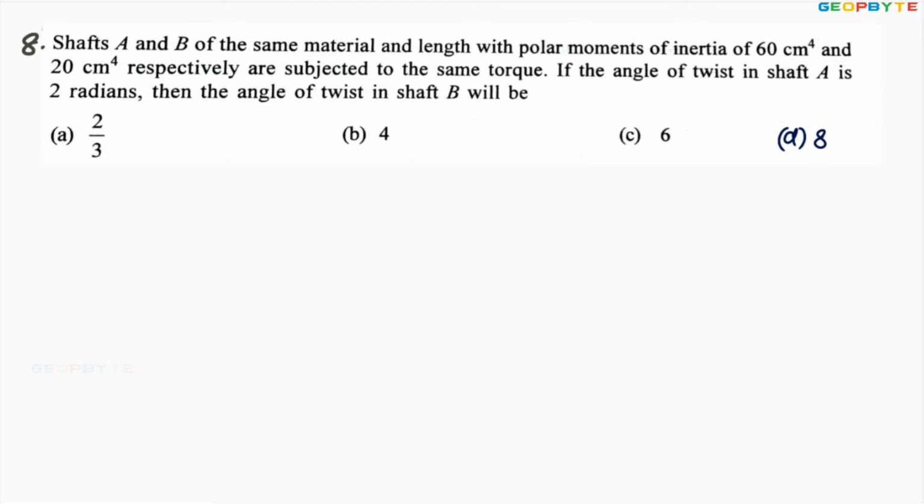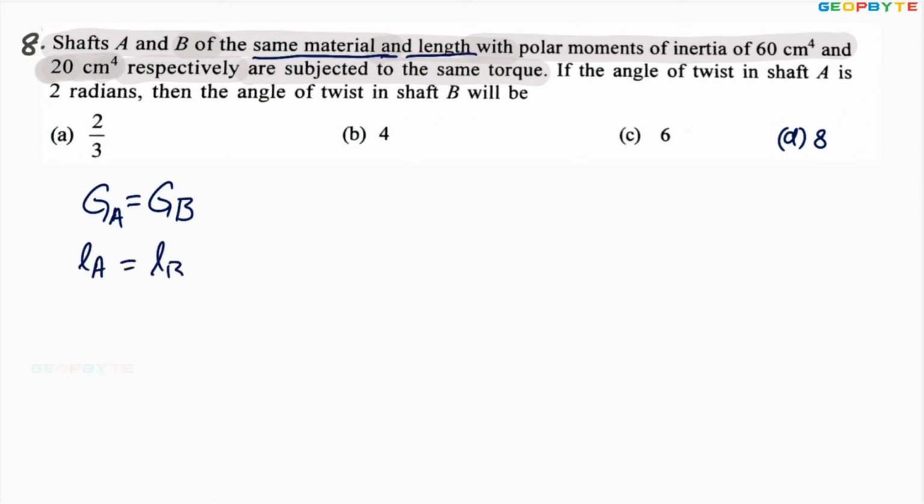Look at the 8th problem. Shafts A and B of the same material and length with the polar moment of inertia of 60 cm power 4 and 20 cm power 4 respectively are subjected to the same torque. Given conditions are, the lengths are same. If the material is same, GA equal to GB. Shear modulus remains same, length LA equal to LB.